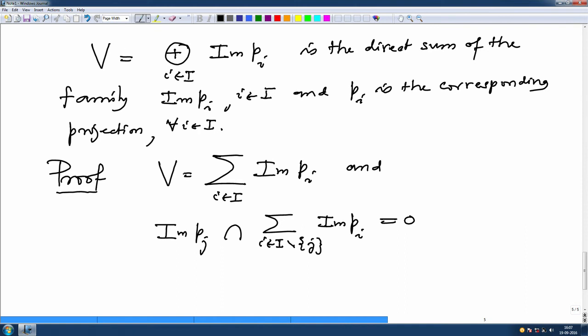So to check the first equality, what am I checking? First of all, this is obvious because this is in any case a subspace. So I have to check that every v belongs here. That means every v should be written as a sum of elements from the images of Pi, and only a finite sum. So start with any v in V.